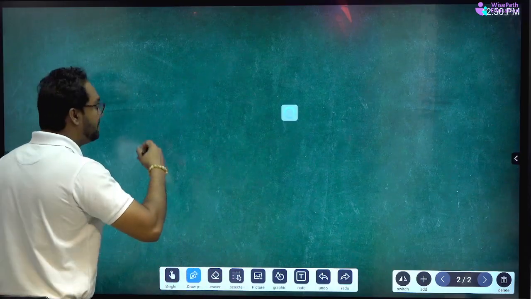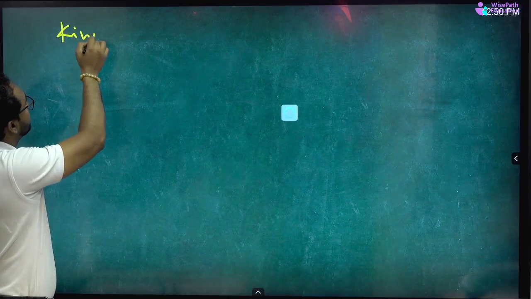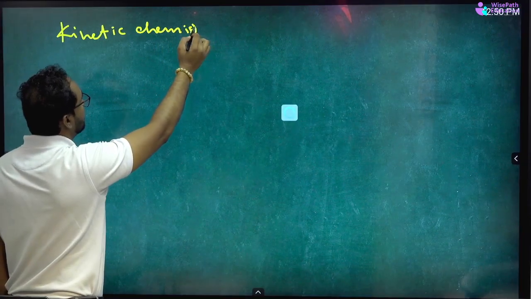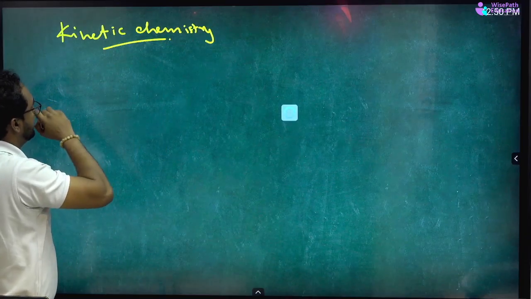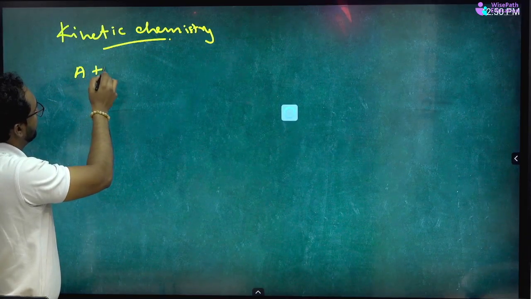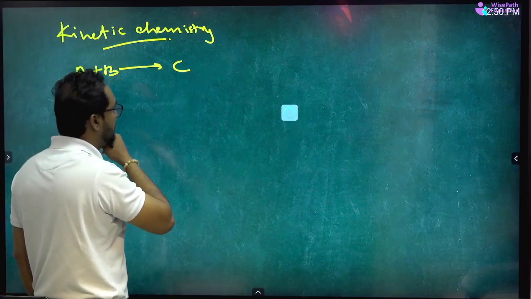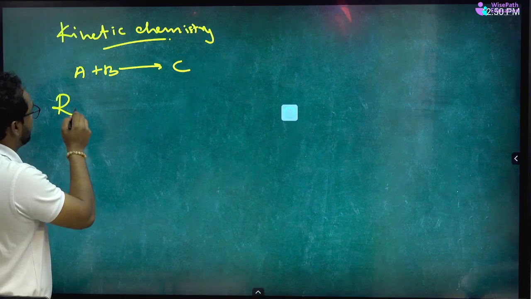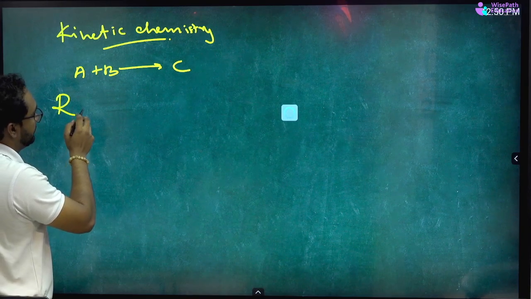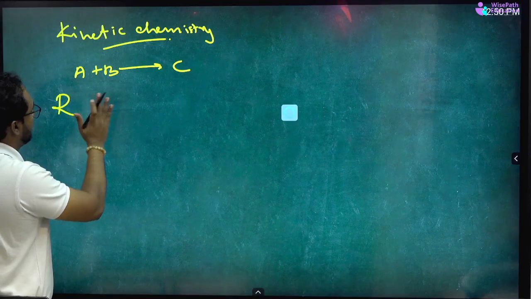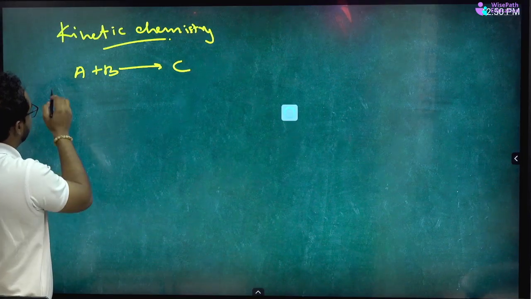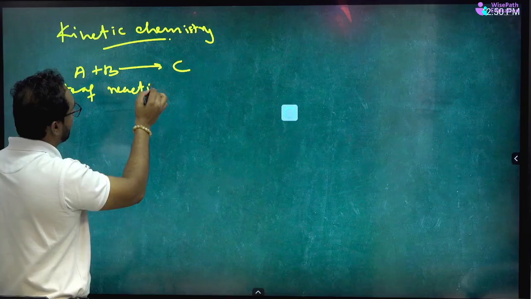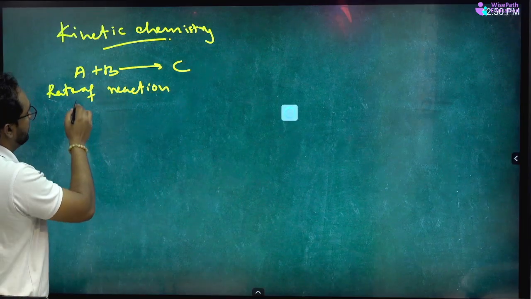So kinetic chemistry. So reaction can happen in two ways. A, B into C. Let's say this is the reaction. So this rate of reaction, right? Rate of reaction can be measured in two ways. Rate of reaction can be calculated in two ways.